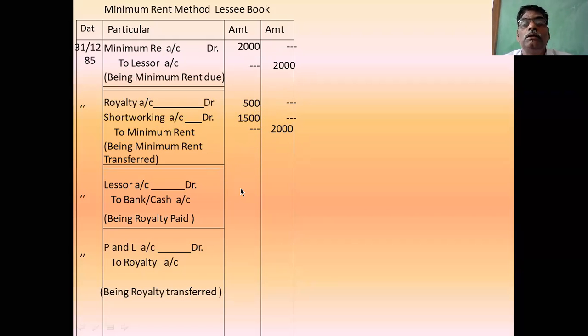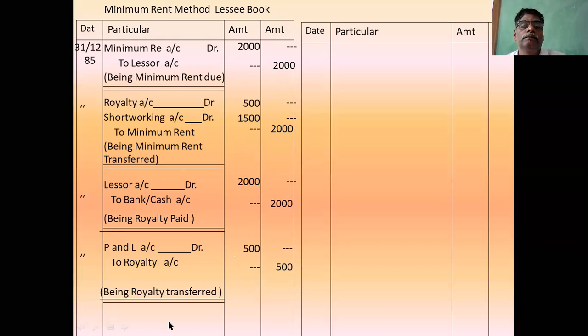And payment for this first year is 2,000, paid to lessor. And the royalty goes to P&L account. Okay, 500 royalty goes to P&L account. Clear? This is the first year.